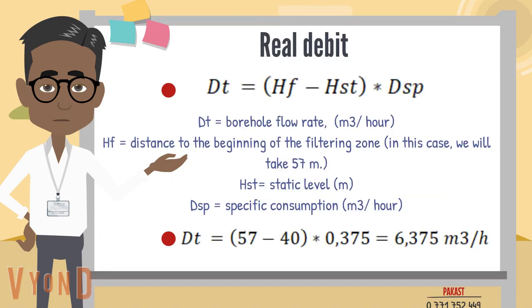Real debit. The calculation of it is based on the specific indicator and the distance from the Earth's surface to the upper point of the filtration zone, taking into account that the pump unit will not be flooded below. This calculation is as close to reality as possible. Where Dt is the borehole flow rate, Hf is the distance to the beginning of the filtering zone. In this case, we will take 57 meters, Hst is the static level, Dsp is the specific consumption. The total real production rate will be 6.375 cubic meters per hour.